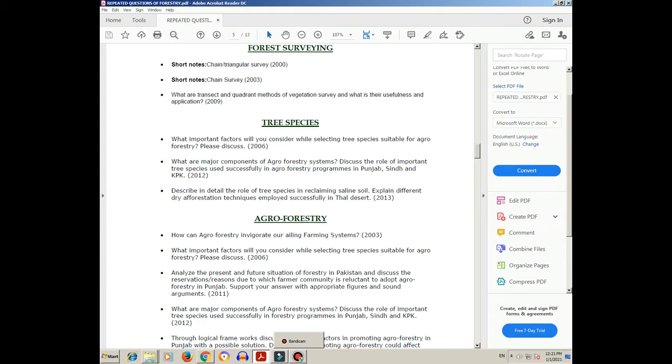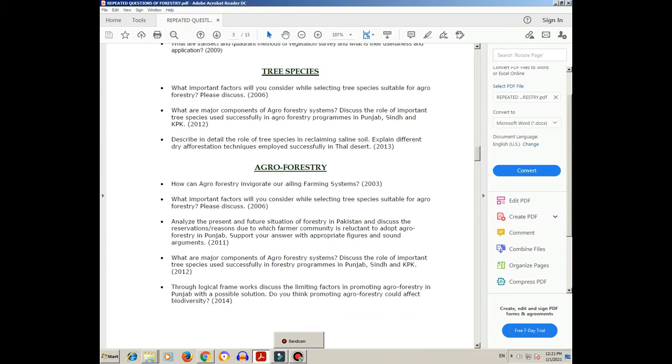2013 Agroforestry. How can agroforestry invigorate our ailing farming systems? 2003 What important factors will you consider while selecting tree species suitable for agroforestry? Please discuss. 2006 Analyze the present and future situation of forestry in Pakistan and discuss the reservations, reasons due to which farmer community is reluctant to adopt agroforestry in Punjab. Support your answer with appropriate figures and sound arguments.